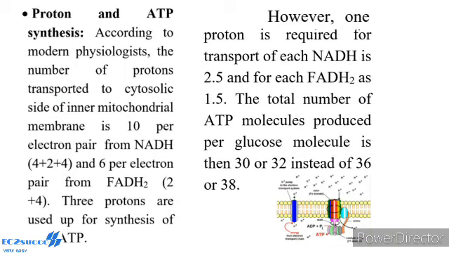Next one, proton and ATP synthesis. According to modern physiologists, the number of protons transferred to the cytosolic side of the inner mitochondrial membrane is 10 per electron pair from NADH, that is 4 plus 2 plus 4, and 6 per electron pair from FADH2, that is 2 plus 4. 3 protons are used for the synthesis of 1 ATP. However, 1 proton is required for transport, so the ATP yield for each NADH is 2.5 and for each FADH2 is 1.5. The total number of ATP molecules produced per glucose molecule is then 30 or 32 instead of 36 or 38.